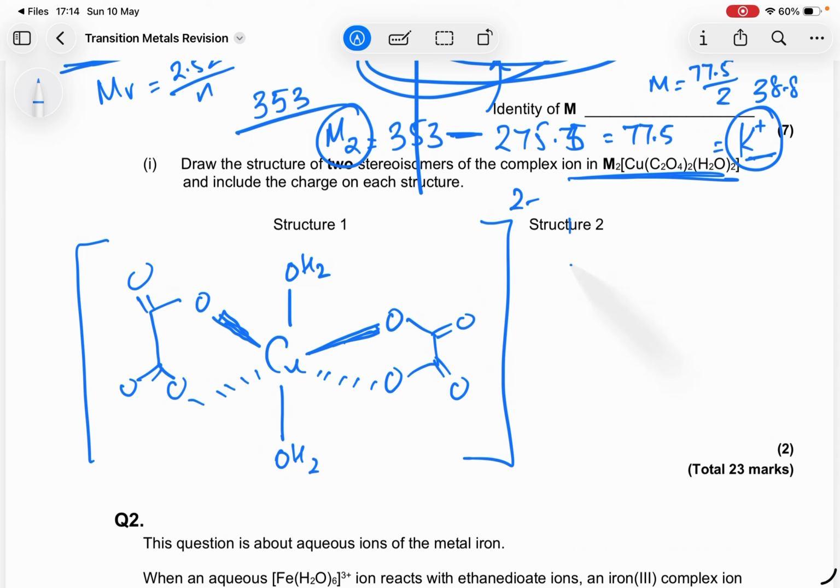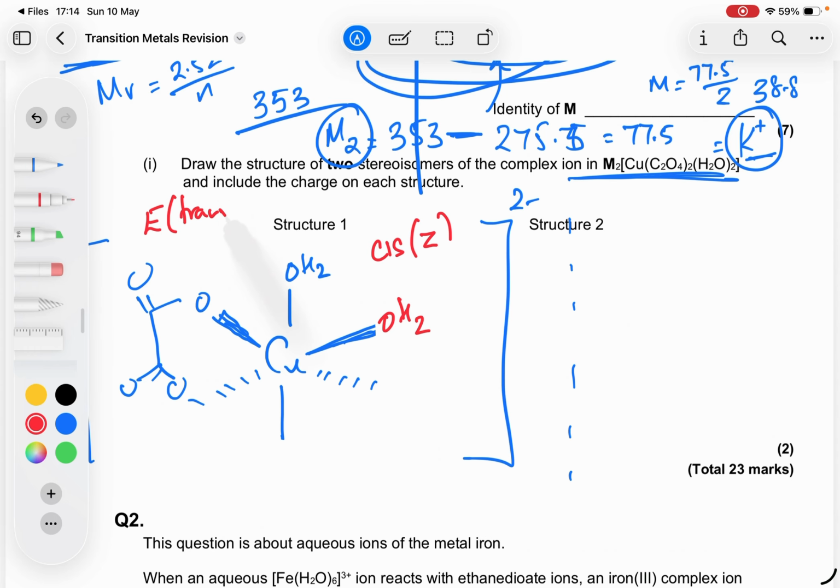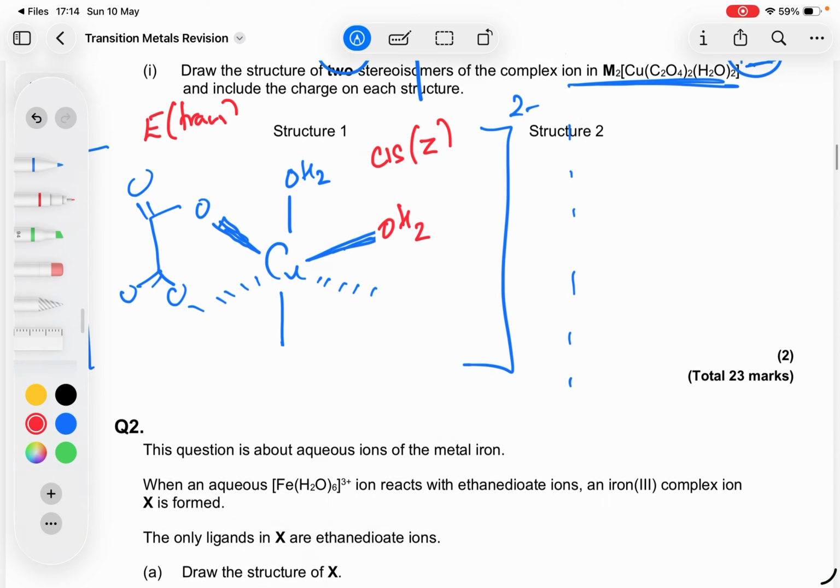You could do the mirror image of this, and that would be correct. Alternatively, you could swap the OH2 and move it here, and that would give you cis or Z. The one we drew before was E or trans. So that is a question which hopefully will help you to understand how to do a calculation.